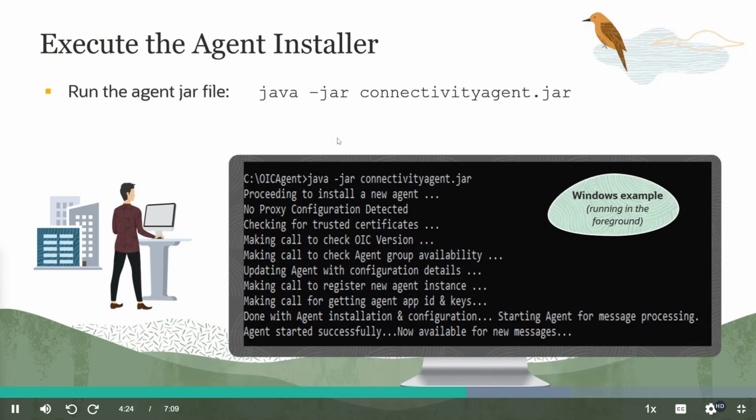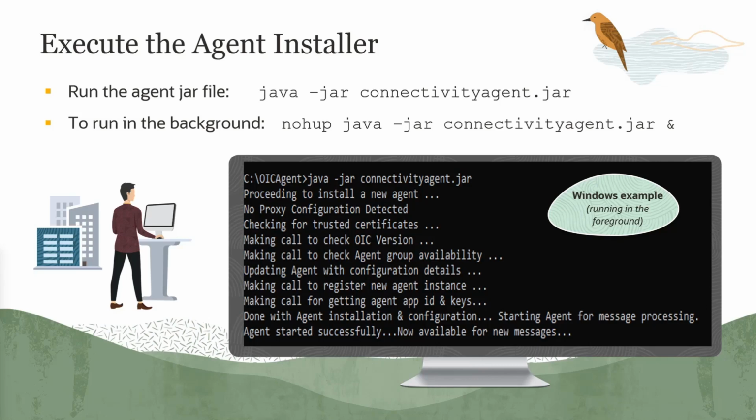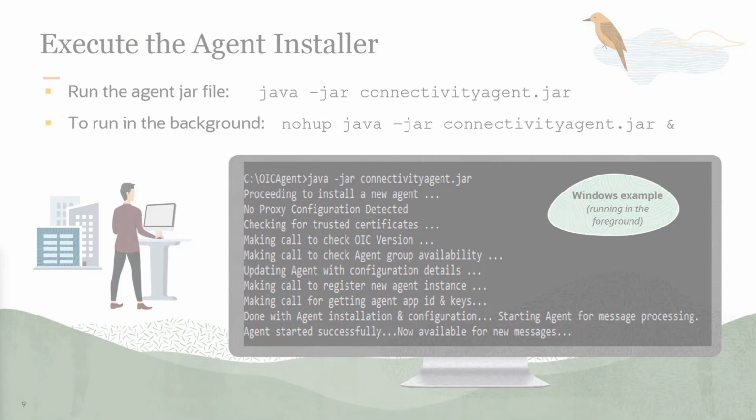It normally takes less than 30 seconds for the agent to be up and running, registered, connected, and then polling the OIC instance, ready to process all design time and runtime requests. Now to run it in the background, which is the typical approach for production environments, you'll need to use a Linux host and use nohup as shown here. The connectivity agent cannot be run in the background as a service in Windows.